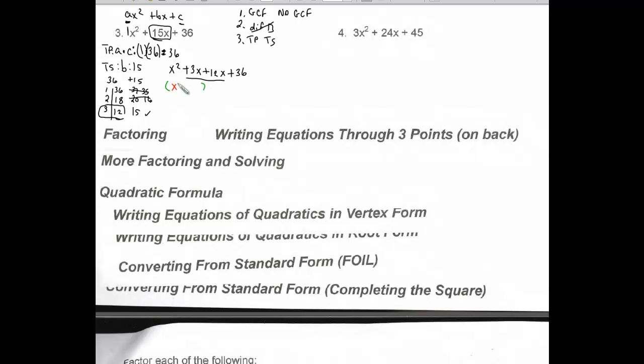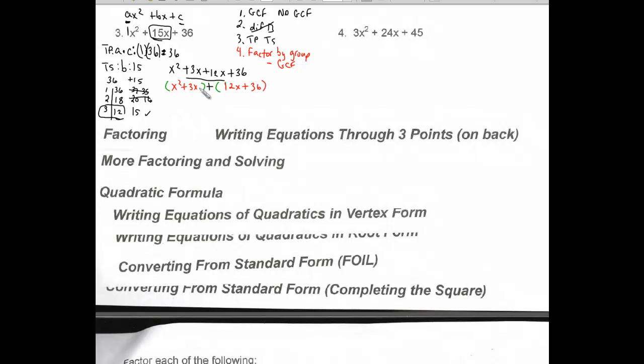Take the two first terms together, x squared plus 3x, put them in parentheses, and add the second two terms together, 12x plus 36. So to factor by grouping, the first thing we do is replace 15x with 3x plus 12x. Group two terms together. It doesn't matter which pair, I always group just the first two together. Make sure you put a plus sign between them and group the second pair together. Now we take out the GCF of each parentheses.